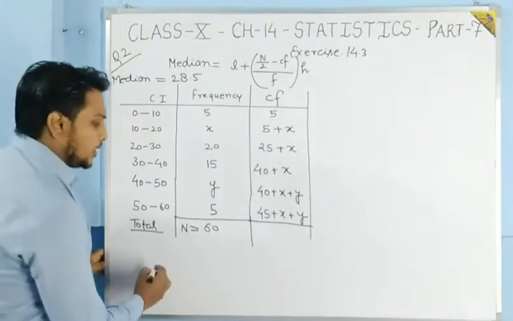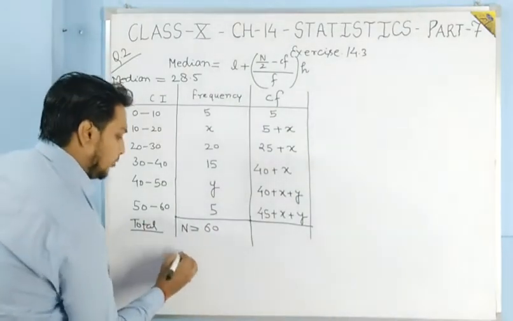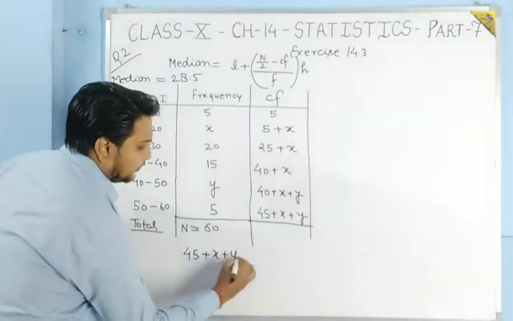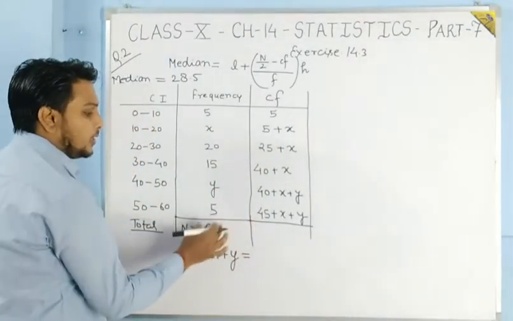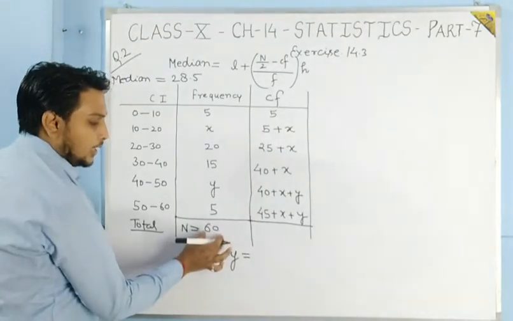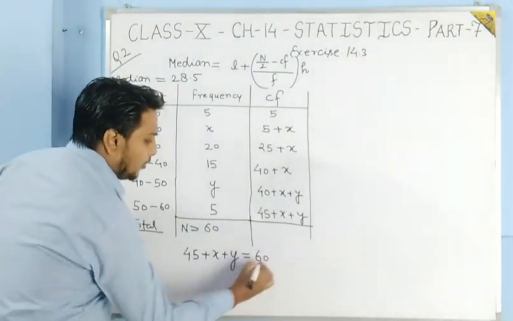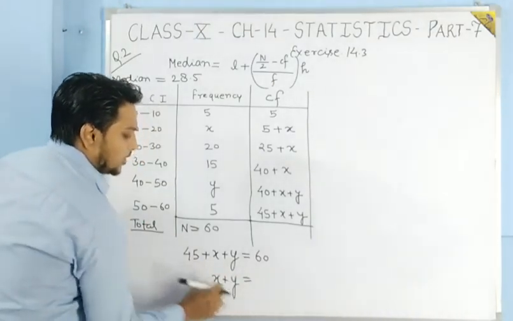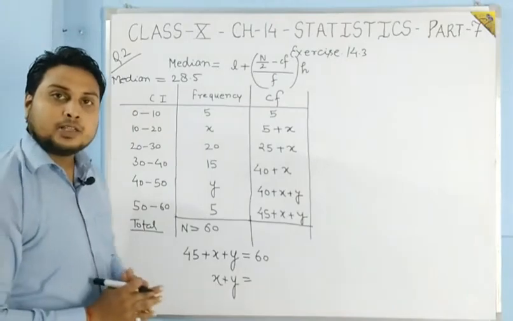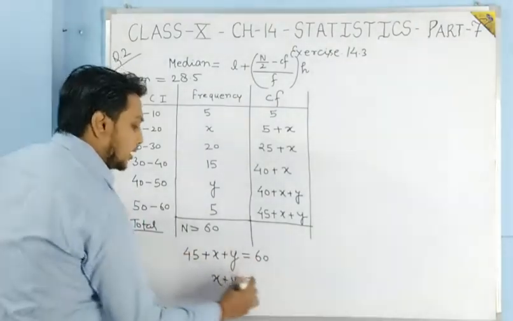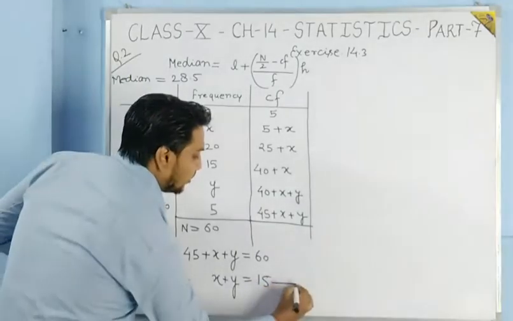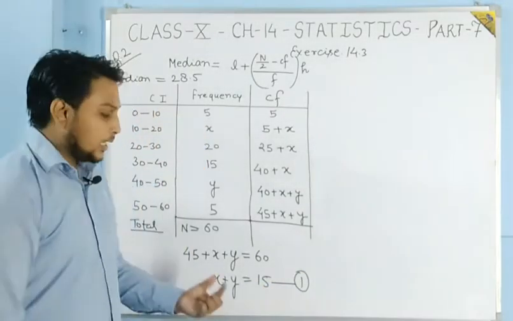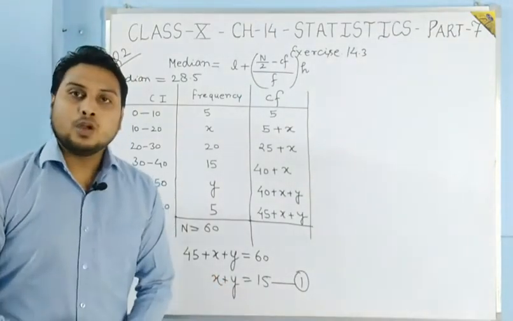So from here students, we can get our first equation, and that equation will be what? 45 plus x plus y. Okay, this is also the sum of frequency, and this number is given 60. So from here students, we can get that x plus y is equal to, this 45 will be shifted, and when you subtract it, it will be 60 minus 45, so it will be 15. Okay students, so here the first equation we have got, that is x plus y is equal to 15.